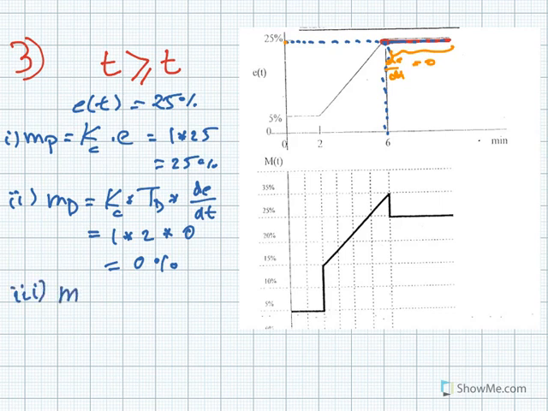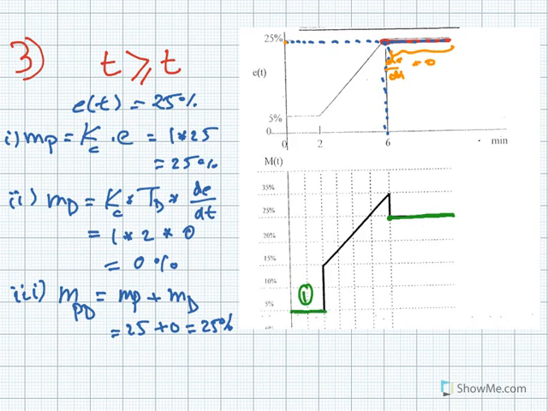So as a total, the MPD equals MP plus MD, which is 25 plus 0 equals 25%. So the output of the controller due to the proportional derivative control mode equals 25% if t is greater than or equal to 6 minutes. So we are in this part again.